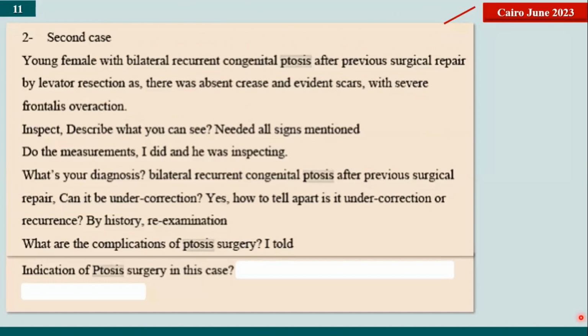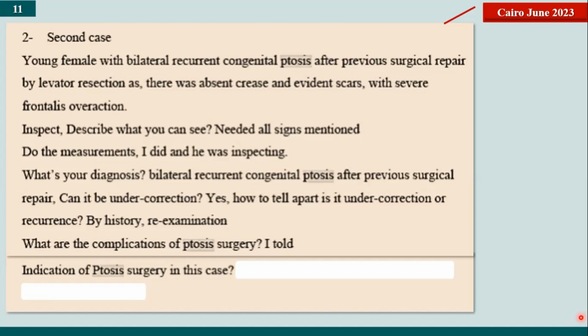Okay. Can you read it? Second case, a young female with bilateral recurrent congenital ptosis after previous surgical repair by levator resection, as there was absent crease and evident scars with severe frontalis overaction. Inspect, describe what you can see, mention all signs, do the measurements. What's your diagnosis? Bilateral recurrent congenital ptosis after previous surgical repair.